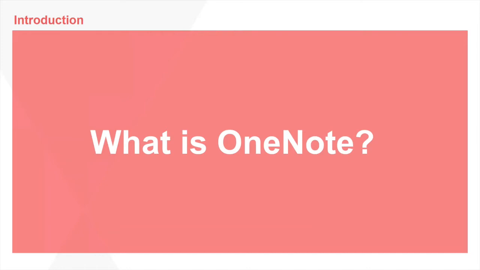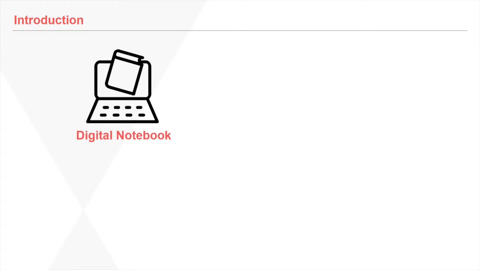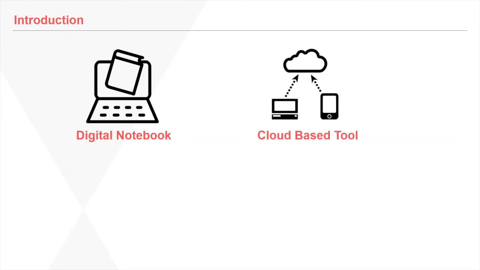Okay, so let's start out by just discussing what exactly is OneNote. It is essentially a digital notebook. The way that I like to think about it is, if you imagine a paper notebook, which everybody has on their desk, which you can write notes in, it's a digital version of that, but it has a lot more functionality. It's also available in the cloud, so it's a cloud-based tool.